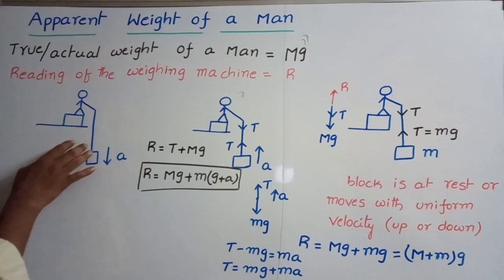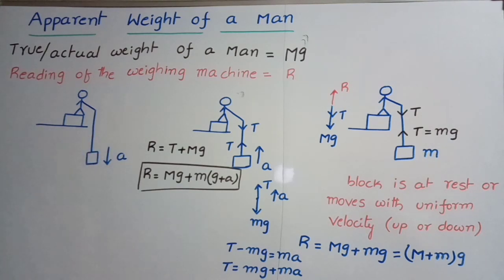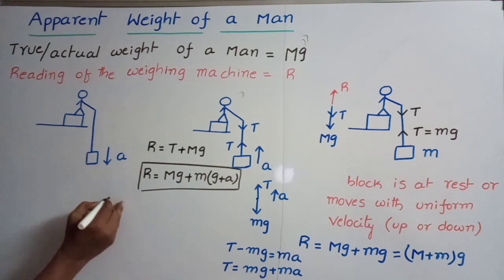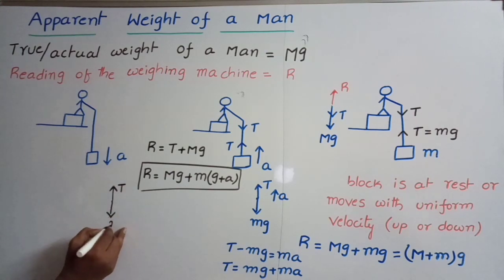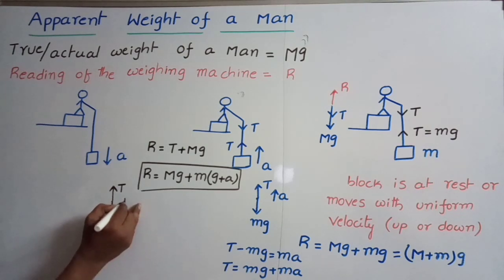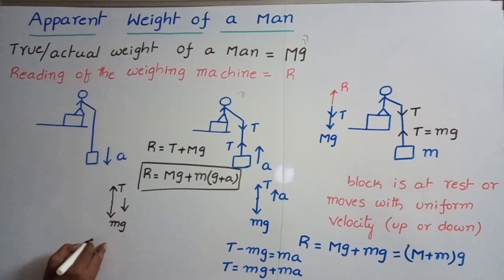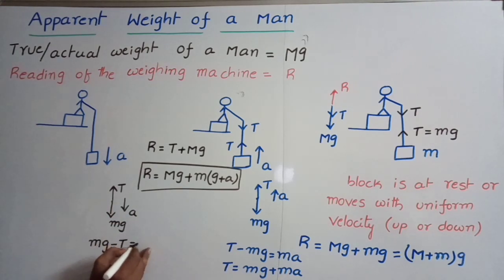So his weight appears to increase more than the previous case. Next, here the block is moving in the downward direction with an acceleration a. Draw the free body diagram for this block. On this block, tension is acting in the upward direction, its weight is acting in the downward direction, and the block is moving downward. In this case, mg is greater than tension, so we can write mg minus T is equal to ma. From this, tension T is equal to mg minus ma.